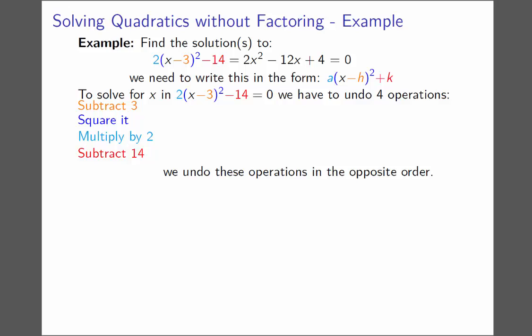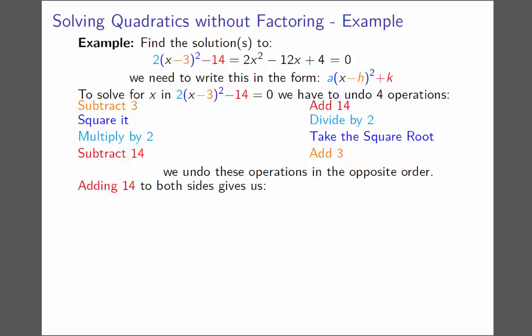To undo subtracting 14, we add 14. To undo multiplying by 2, we divide by 2. Undoing squaring, we take the square root, and to undo subtracting 3, we add 3. So let's start by adding 14 to both sides. This gives us 2 times (x minus 3) squared minus 14 plus 14 equals 0 plus 14, which is just 14. And because minus 14 plus 14 is 0, we just have 2 times (x minus 3) squared.